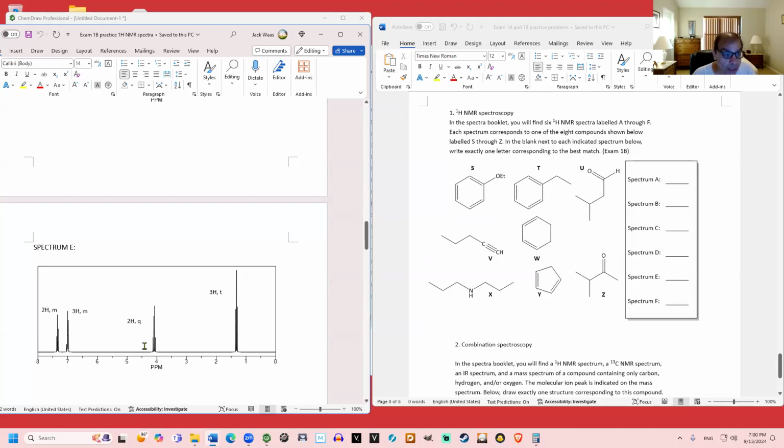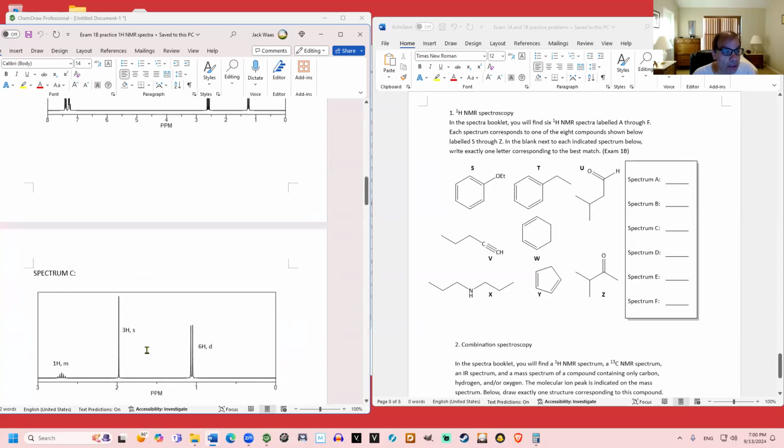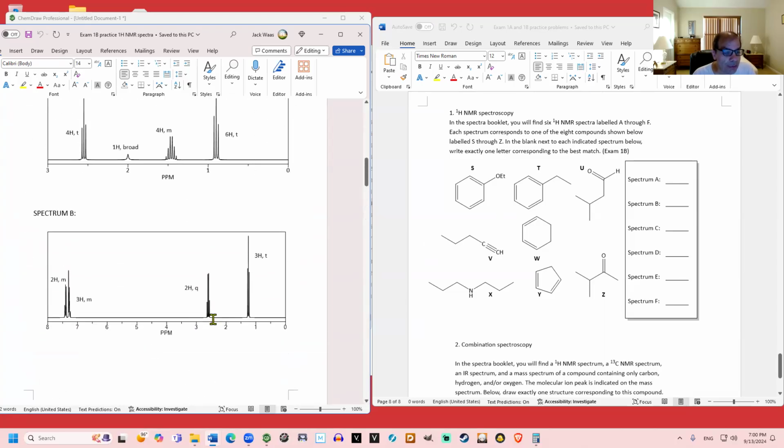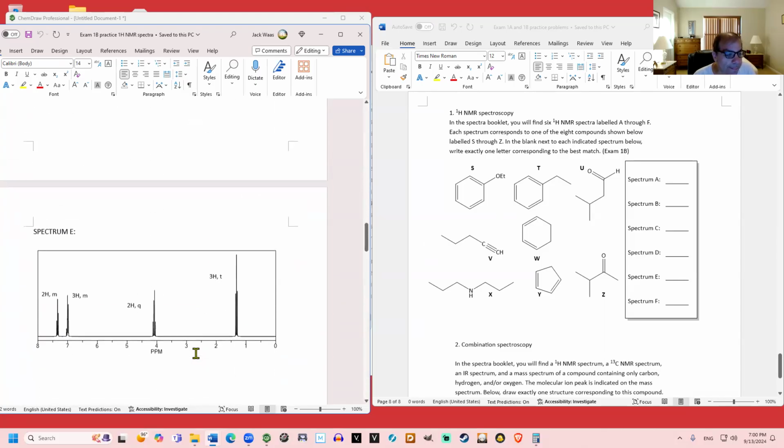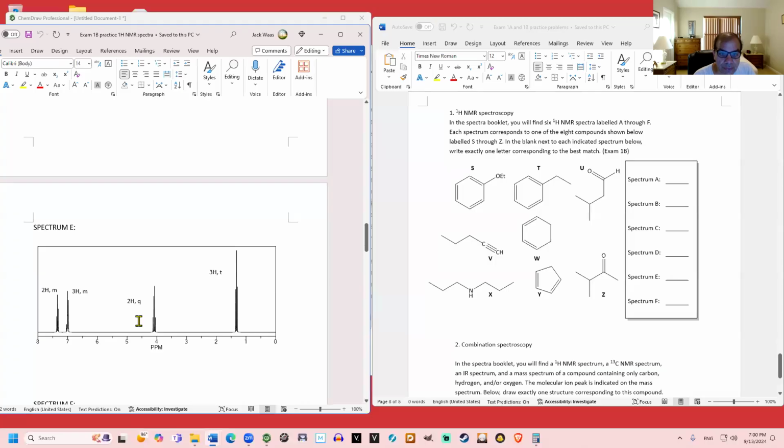The CH2 in compound S is all the way down at 4.2 parts per million. Look where it is in compound T. It's only about 2.6 parts per million. It's not a subtle difference. It's very far apart. So it's quite easy to tell when hydrogens are alpha to oxygen, as they are in this case. So spectrum E is compound S.